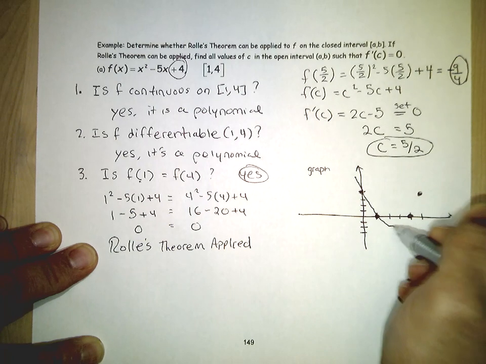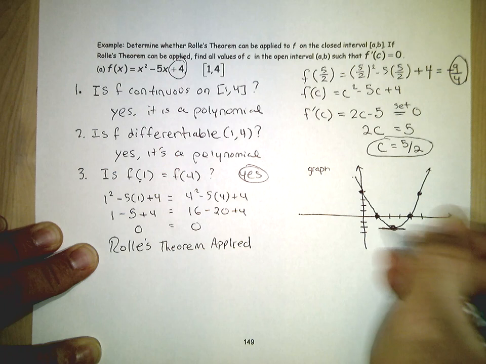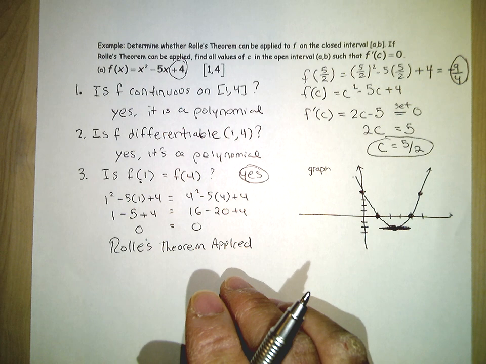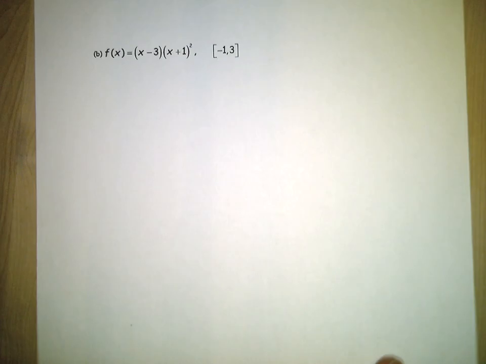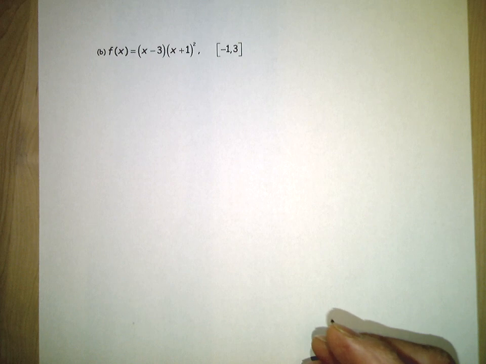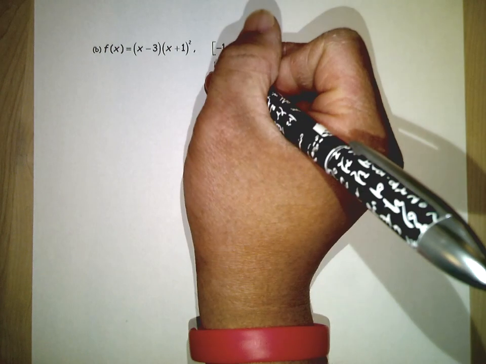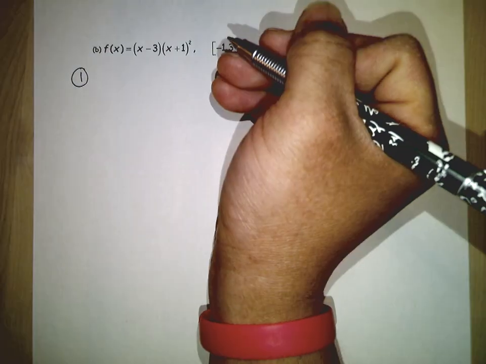And here is the parabola. And at this point, you can see that the slope of the tangent line was 0. And that actually happened to be the minimum of this parabola. So now, let's try another example. So we have f of x is x minus 3 times x plus 1 squared on the interval from negative 1 to 3. So let's see if Rolle's theorem applies.